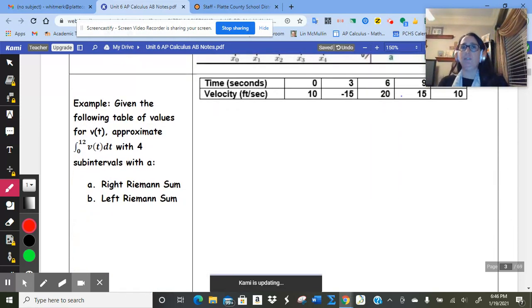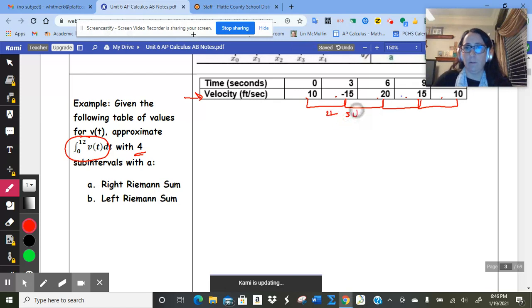So let's look at this next one. A lot of times we're going to just see a table. So here, this is wanting me to find the area under the velocity, and here's some of the velocity things going on with 4 subintervals. So kind of have 1, 2, 3, 4 subintervals. And I want to do the 2 things. I want to do a right Riemann sum and a left Riemann sum.